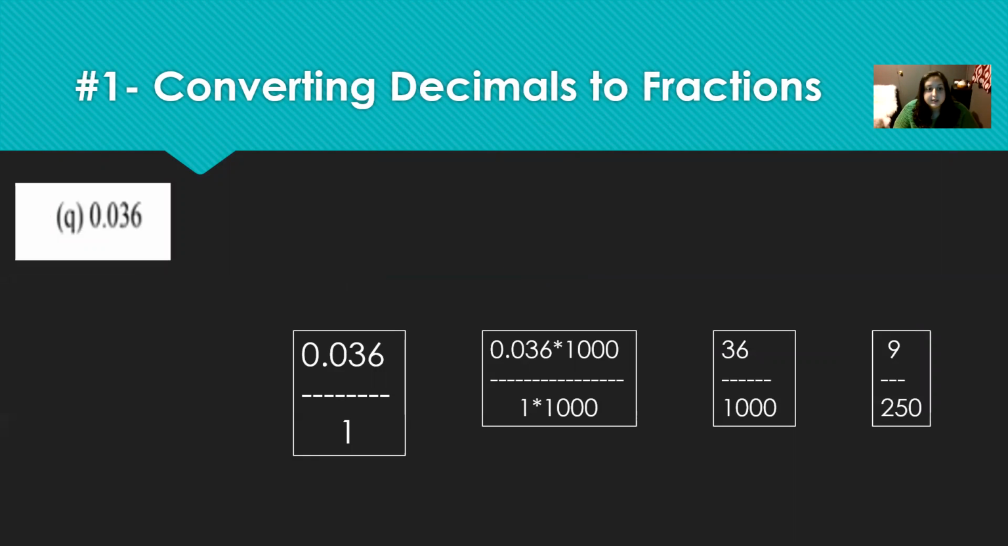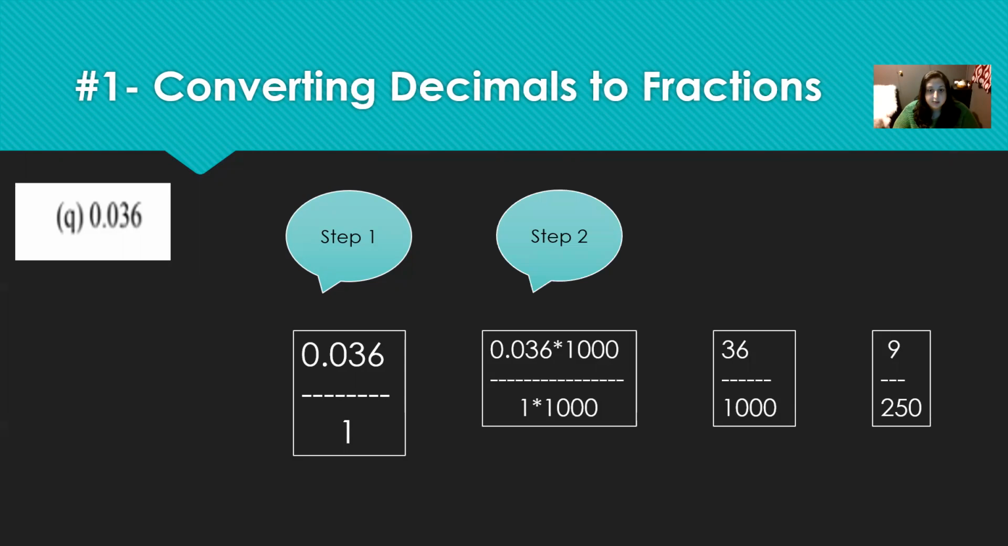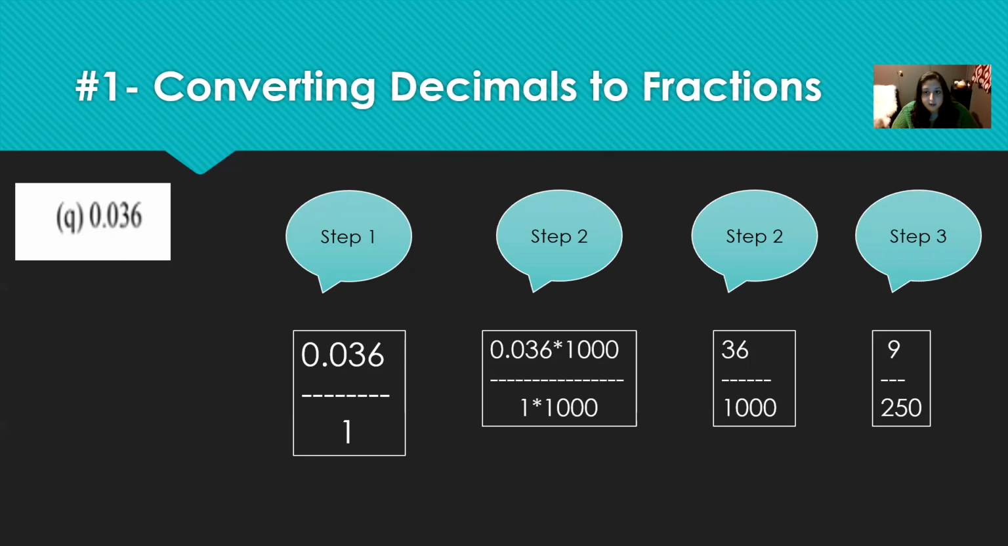Moving on to 0.036. So step 1, we've got this decimal, and we're going to put this over 1. In step 2, just like before, we're going to count the places after the decimal. So we've got the tenths place for the 0, the hundredths place for the 3, and the thousandths place for the 6. So we're going to multiply this decimal by 1,000 and the denominator by 1,000, which gives us 36 over 1,000. And then step 3, we've got to simplify, and this fraction will simplify down into 9 over 250.